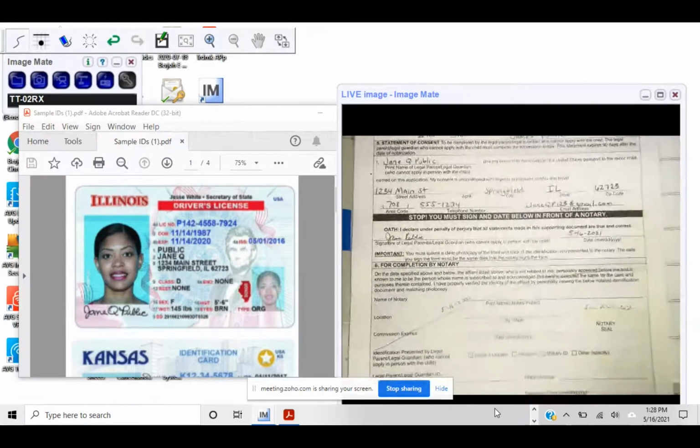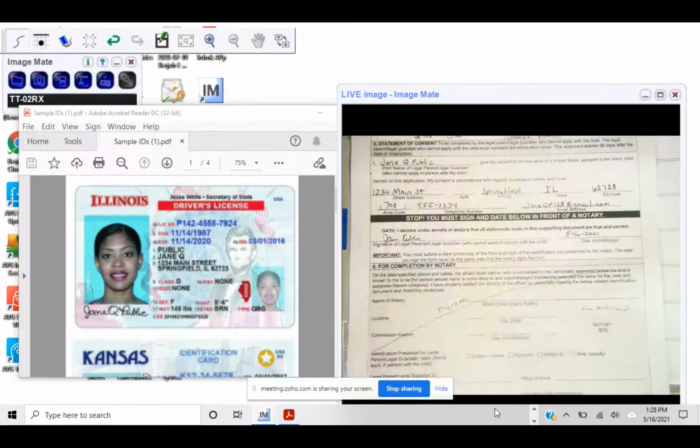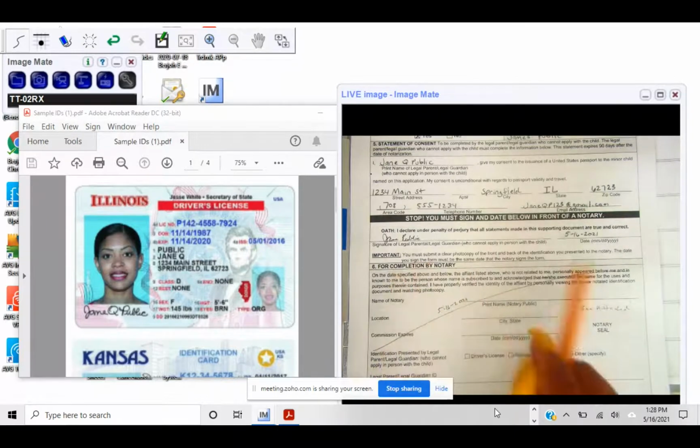Yeah, thank you. I read it, but I misunderstood. You're welcome. Can I ask a question? Sure. So it says who cannot apply. So that still would be Jane, right? Yeah, Jane can't be there. So she's signing the document saying that she can't be there and that it's okay for James to apply with Jordan or apply for Jordan.